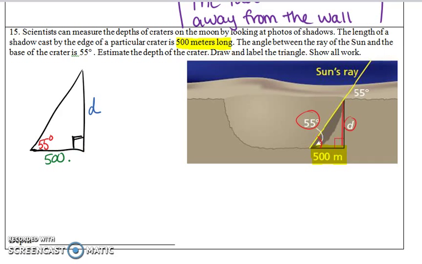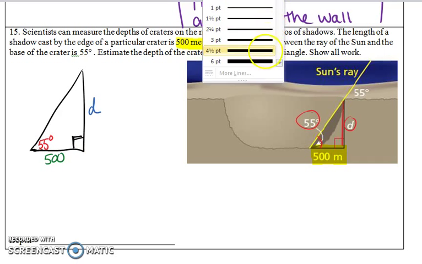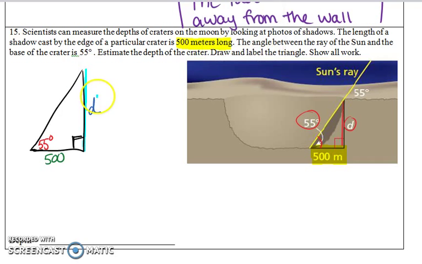So now we're asked how deep, or what's the depth of the crater. So we're trying to find D. D is opposite angle 55. And we also have the side 500, which is adjacent to the angle of 55 degrees. So you need to ask yourself, what trig ratio relates the opposite side with the adjacent side of a particular angle? Using that, you'll be able to find D, and you'll be able to then find the depth of this crater on the moon.